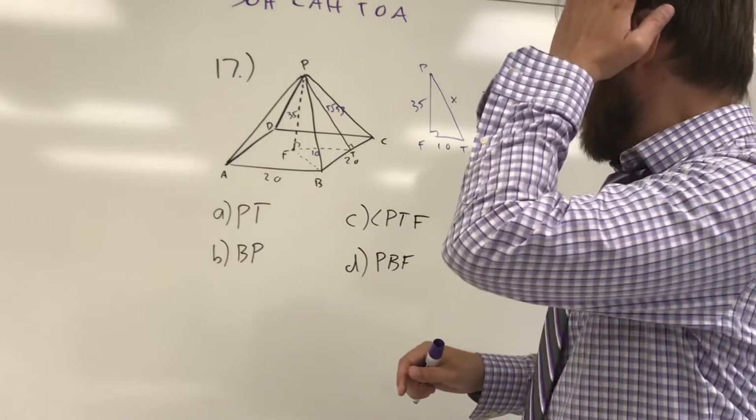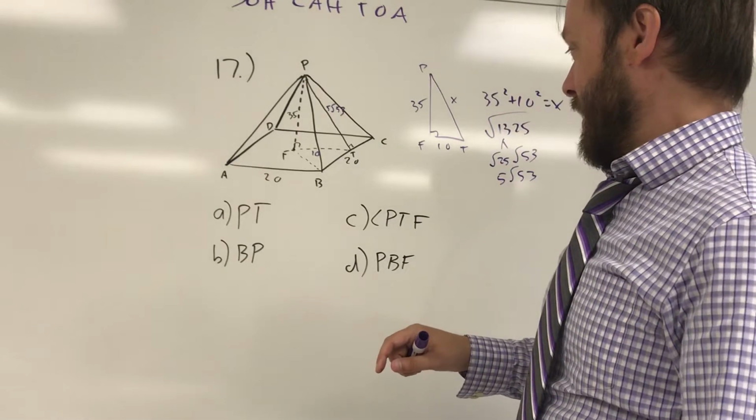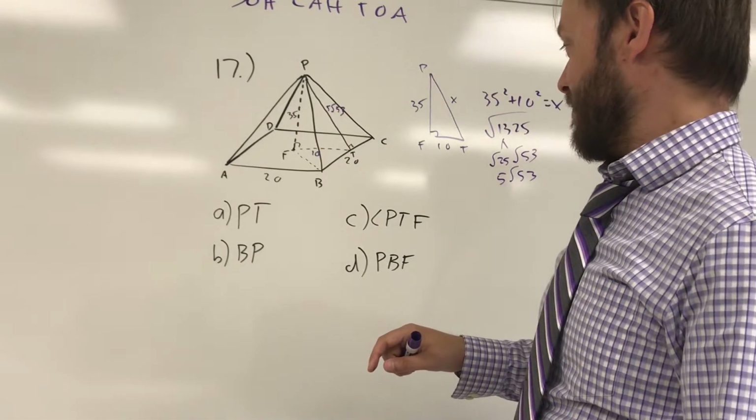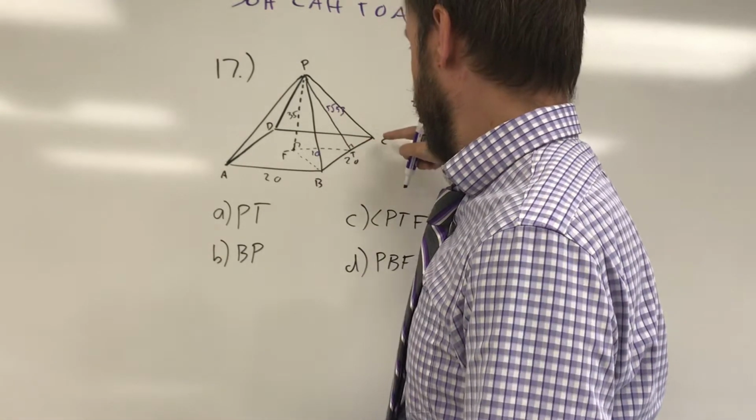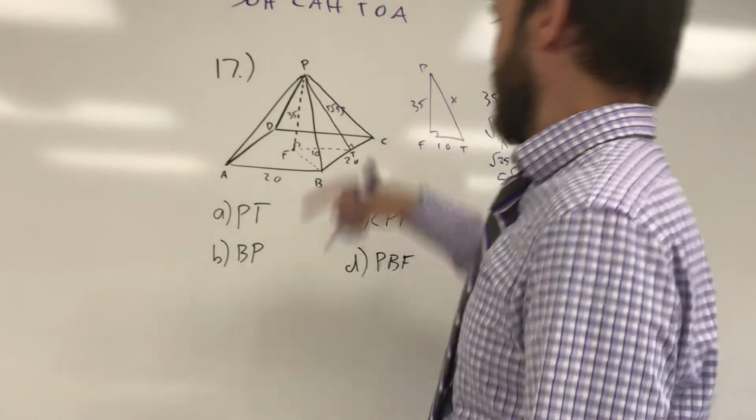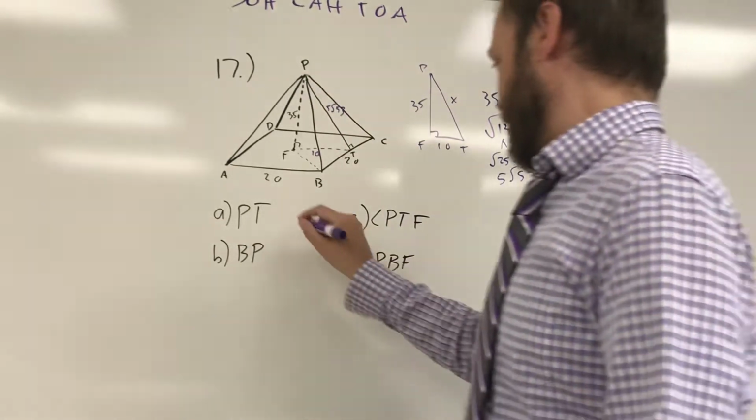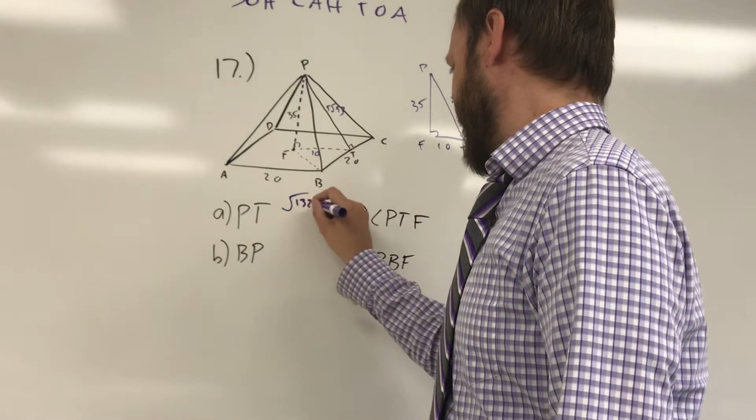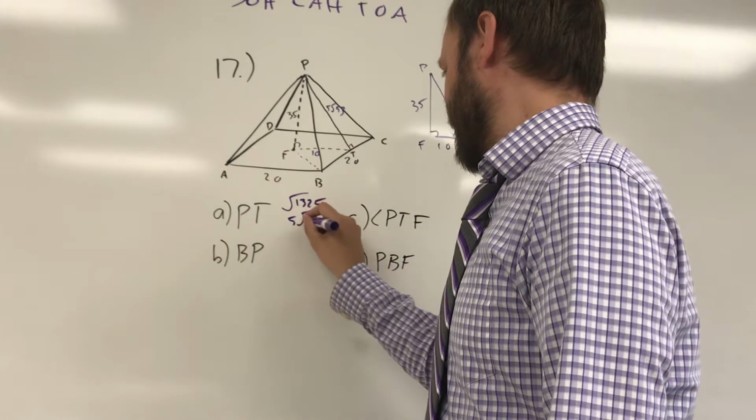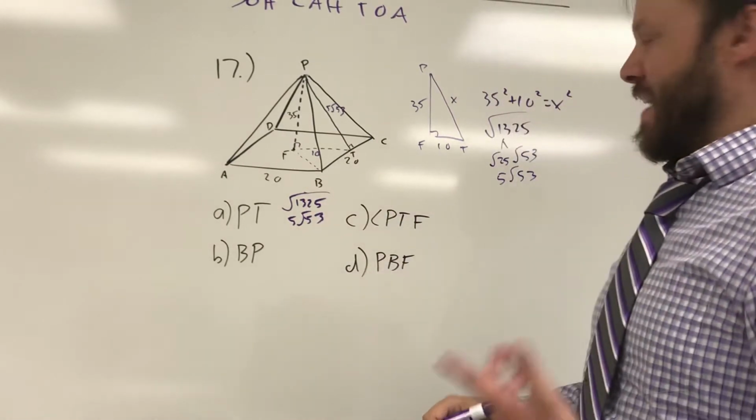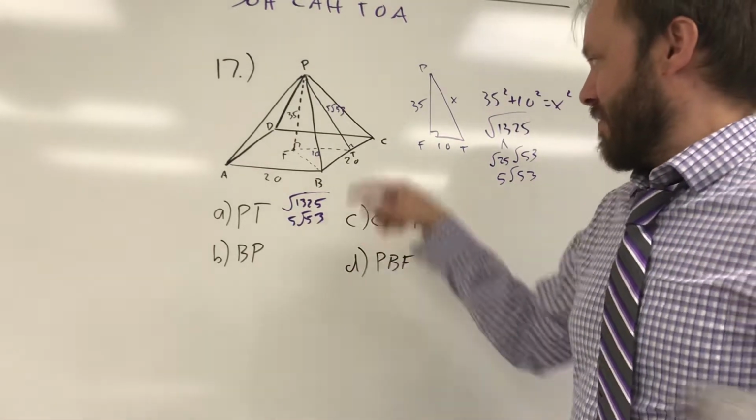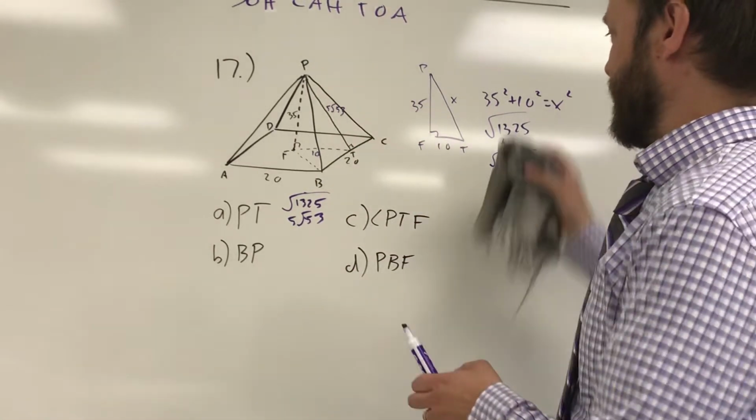All right, BP. So BP, oh, is BP what I just found? Well, BP is what I just found, so sorry. No, BP is right here. Okay, so we just found PT. We could say it's radical 1325, or we could say it's 5 radical 53, one of those answers. All right, BP, same kind of thing. You've got a right triangle here. We now know 2 out of 3 sides on that right triangle.